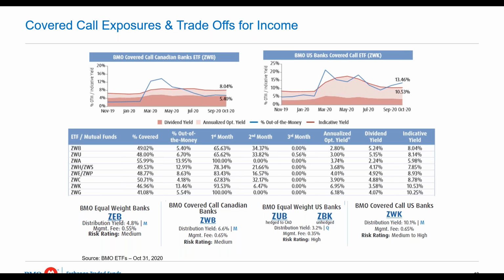So again, in the case of ZWB, if you go to that next column over, it says out of the money is 5.4%. That means the portion of the portfolio that's covered with call options can still move up on average about 5.4% during the life of these options before that growth trade-off is being capped. So in essence, your entire portfolio has that 5% growth potential baked into it. And then half the portfolio will continue rallying should banks move beyond 5%.